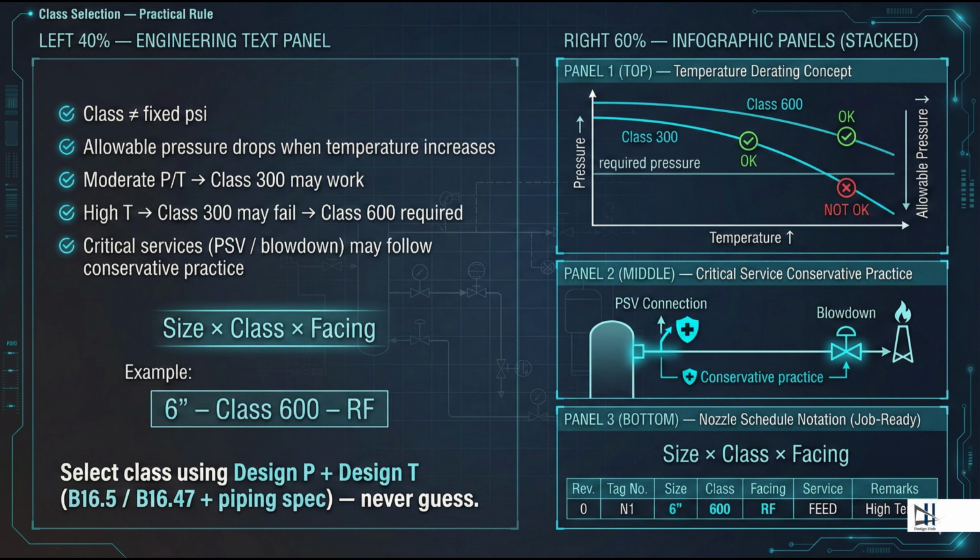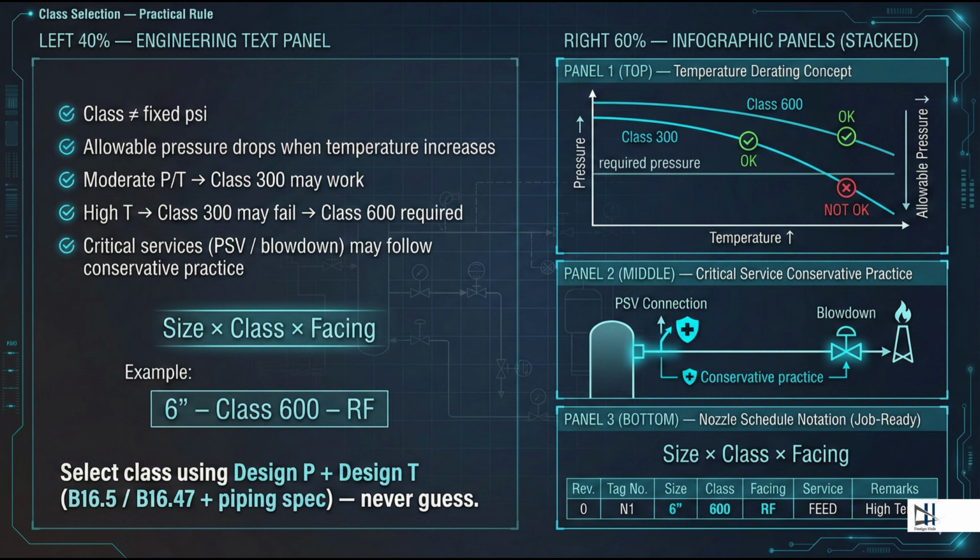Finally, one discipline that makes you job ready. Always write the rating in the nozzle schedule clearly as size times class times facing. Example, 6-inch, class 600, IF. This single line helps procurement, piping, and fabrication align instantly.